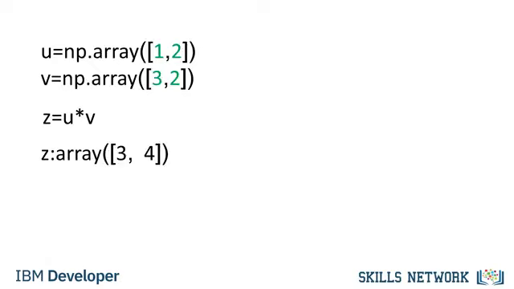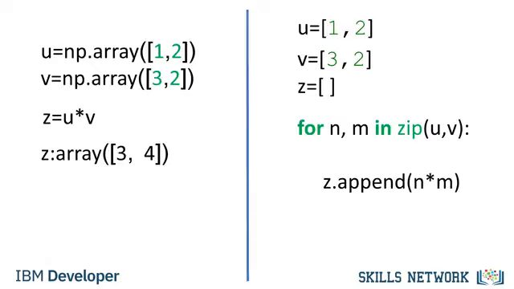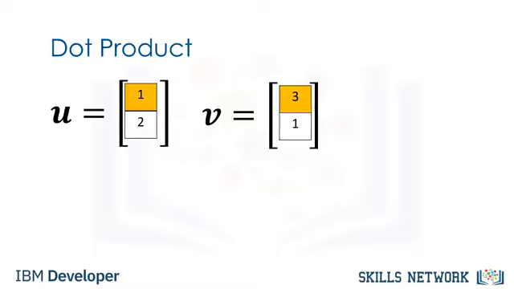We can also perform Hadamard product with 1 line of code in Numpy. It would require multiple lines to perform Hadamard product on 2 lists as shown on the right side of the screen. The dot product is another widely used operation in data science. Consider the vector u and v. The dot product is a single number given by the following term and represents how similar 2 vectors are.